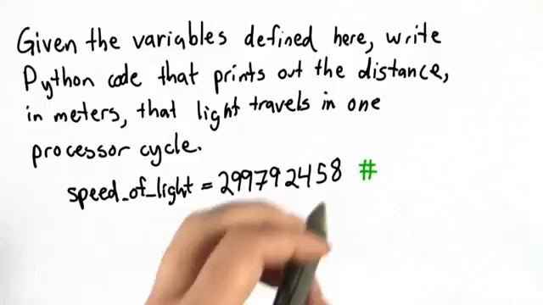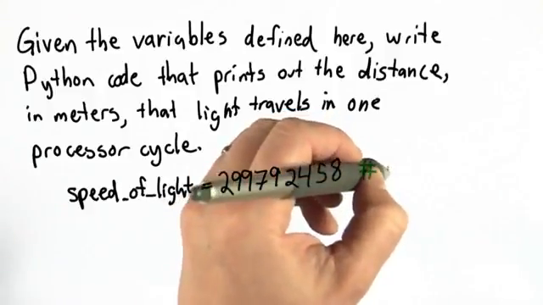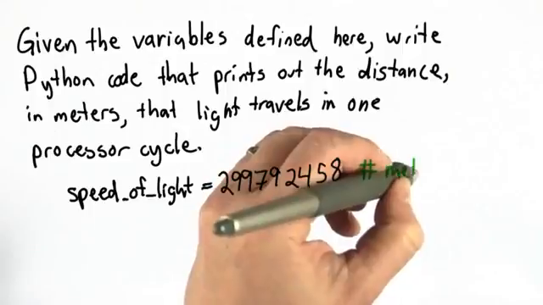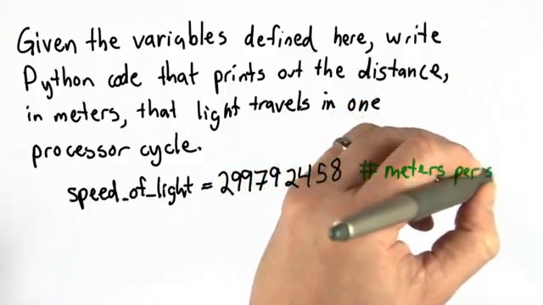We can write a comment by starting with a hash symbol. That's usually the shift 3 on most keyboards. Everything from the hash to the end of the line is a comment. That means it's ignored by the Python interpreter, but it's useful for the programmer to be able to see it. So we'll have a comment here that says that's meters per second.